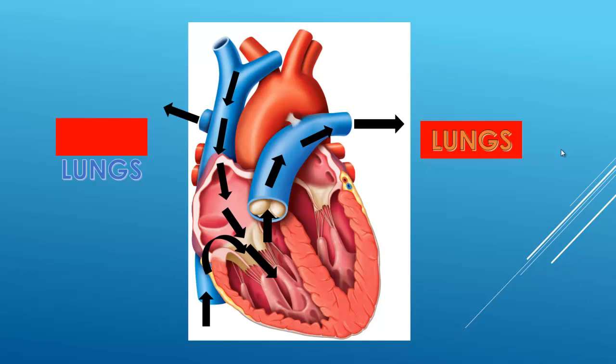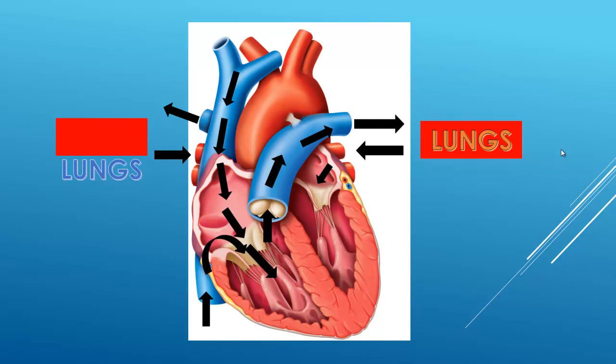Oxygenated blood from the lungs will enter the heart through the left atrium. Oxygen from the right lung enters the heart through the right pulmonary veins, and oxygen from the left lung will return to the heart through the left pulmonary veins. Now, the pulmonary veins are the only veins that carry oxygenated blood.